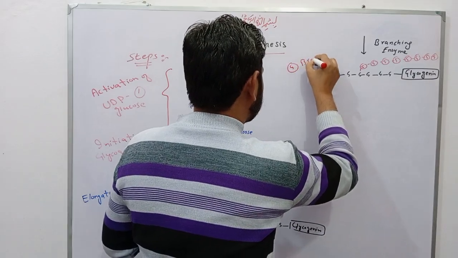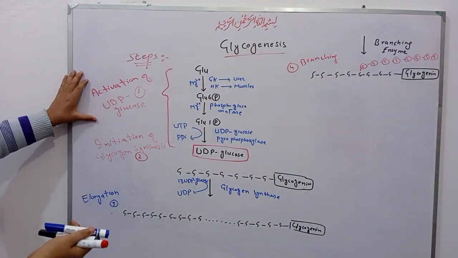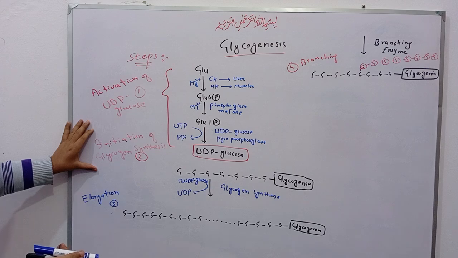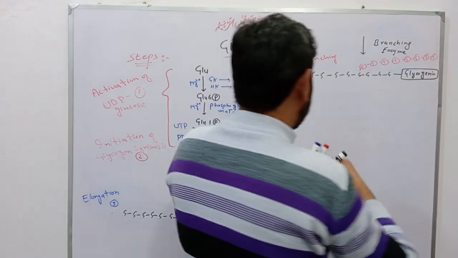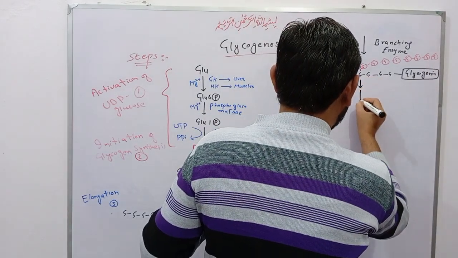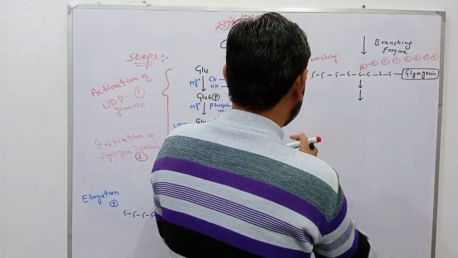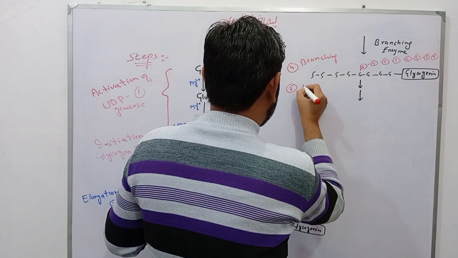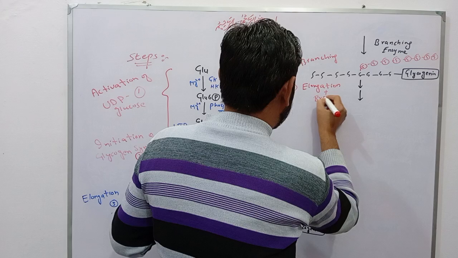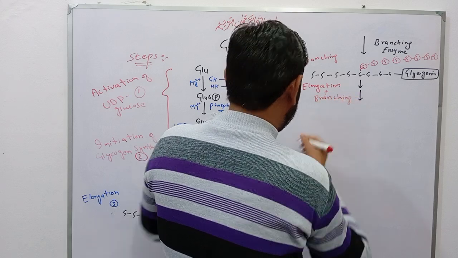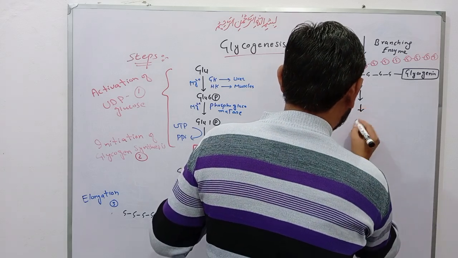This is called branching formation. The first step is activation of UDP glucose, second is initiation of glycogen synthesis, third one is elongation, fourth one is branching. Now, these third and fourth steps are repeated again and again. The fifth step is elongation and branching, repeated again and again, ultimately until they lead to the synthesis of glycogen.